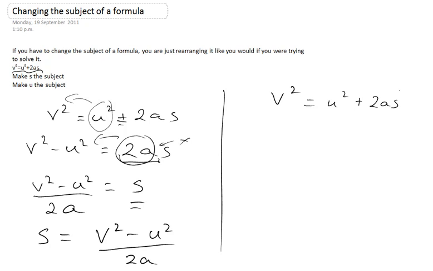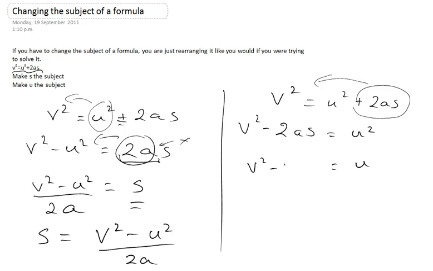Now this is a little bit different because at the start it's the same. I've got a plus 2AS, so I'm going to move that over and that becomes the opposite, so that becomes a minus 2AS, but that equals U squared. Now when I come to undo a square, the opposite of squaring is a square root, so I'm going to go U equals the square root of V squared minus 2AS, and I have to make it go over all of it.